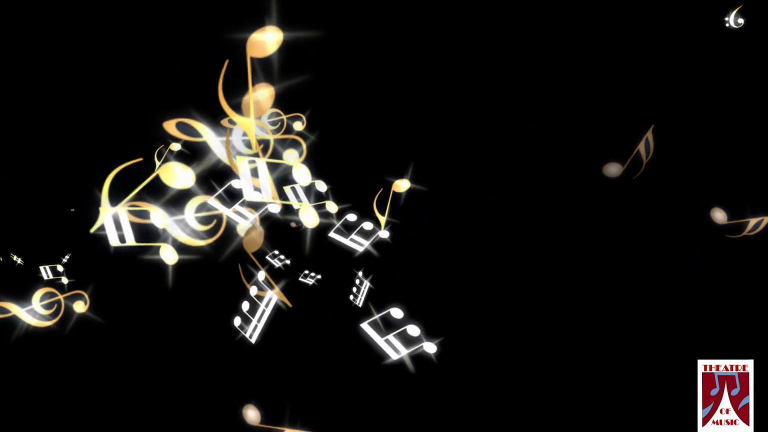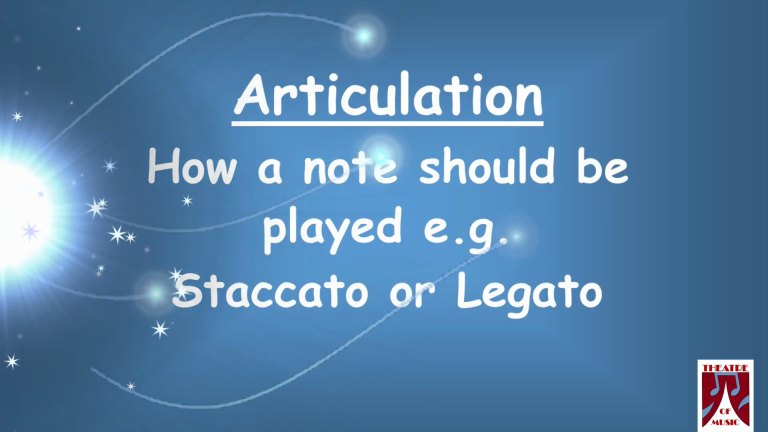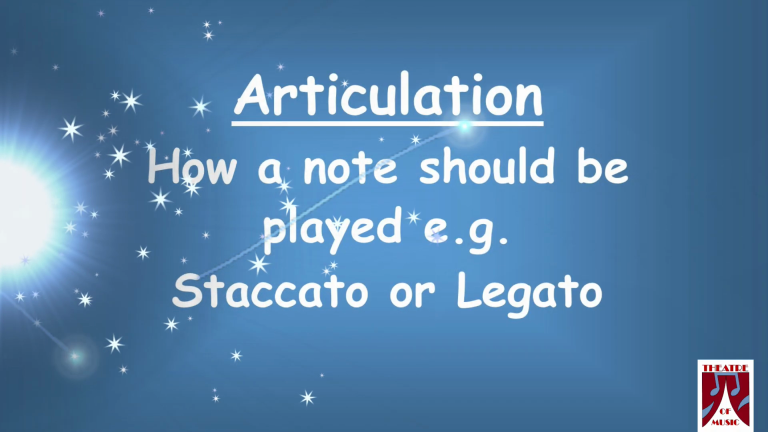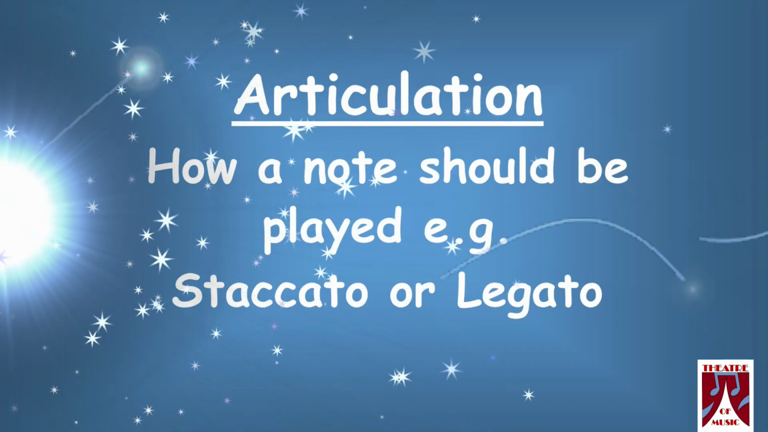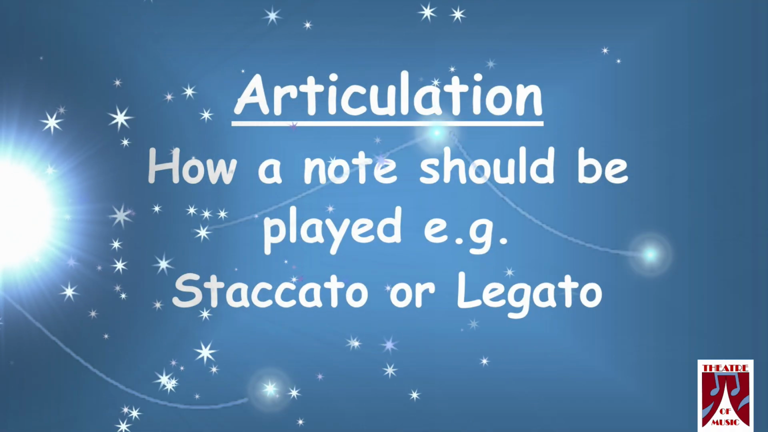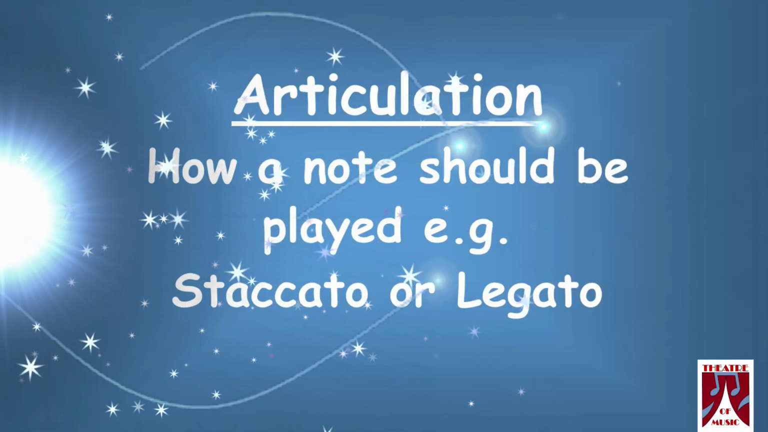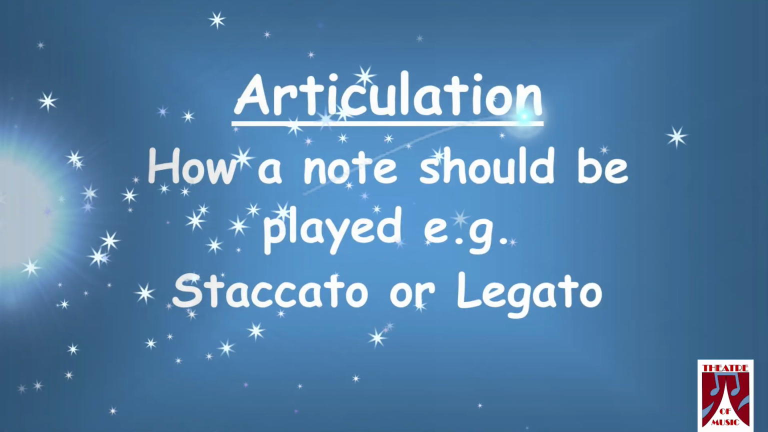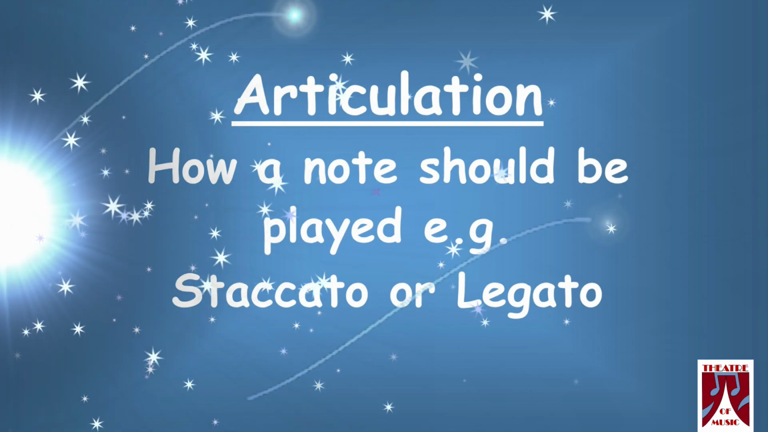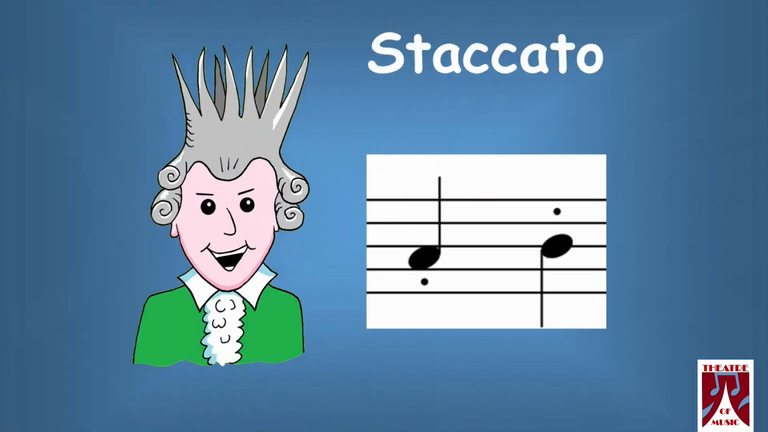Next up, let's talk about articulation, which tells us how a note should be played. There are many types of articulation, but today we're going to focus on two, staccato and legato. Staccato means short and spiky, while legato means smooth and connected. And actually, if you think about the way that you say it, it's really helpful. Staccato sounds a spiky word, legato sounds a smooth word.